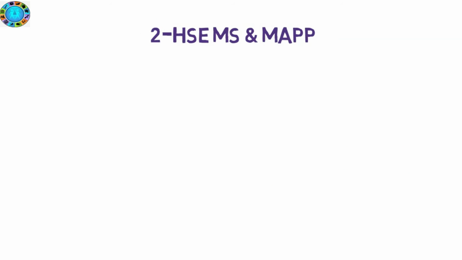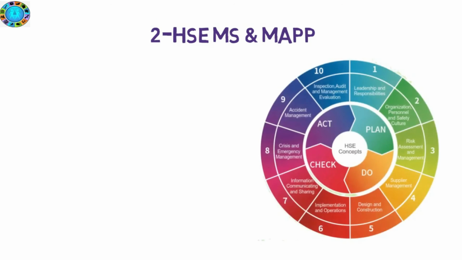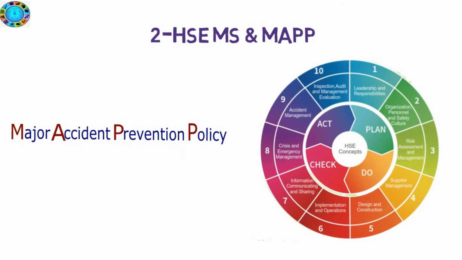Moving to the second part. In this part, we describe the company's HSE management system and the major accident prevention policy, which include the company's arrangements and procedures that are being followed to prevent major accidents in accordance with the applicable regulations and standards.